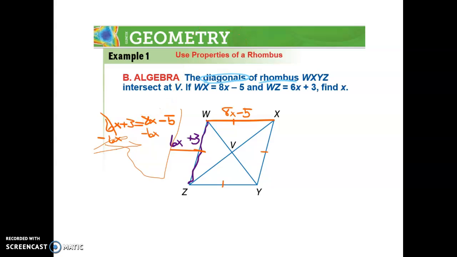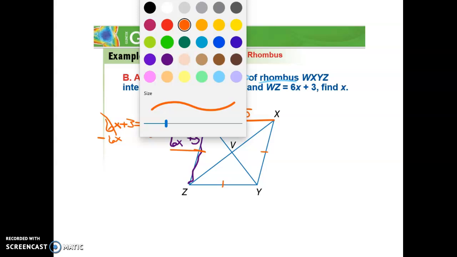Made a big old mess here, didn't I? There we go. Okay, let's get back up here. Let's do a different color just for the sake of that.